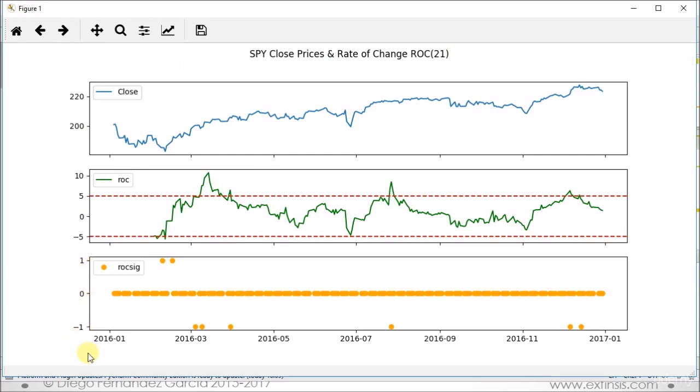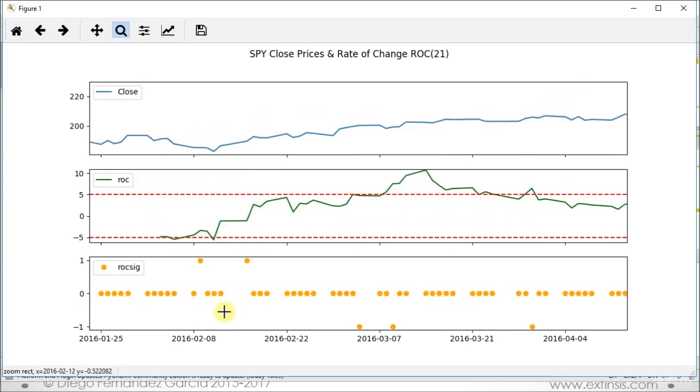Here we have a shared horizontal axis of dates, and they begin in 2016 and end at the beginning of 2017. So let's focus on some of those trading signals, specifically when we have both buys and sells right over here. So we zoom in into this part of our chart. Excellent. So as was mentioned on the slides, whenever our rate of change crossed from below to above -5, which was that lower threshold, then we had the corresponding buy signal being implemented 1 day later.